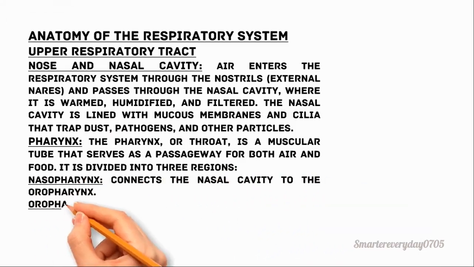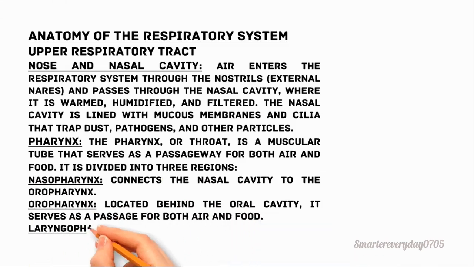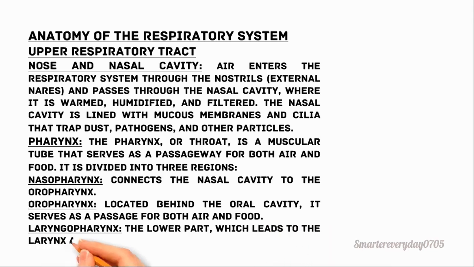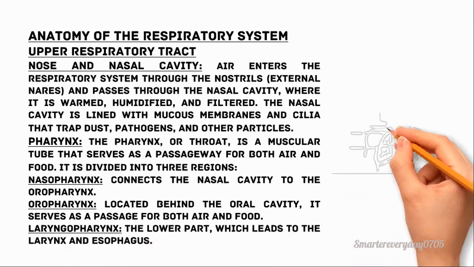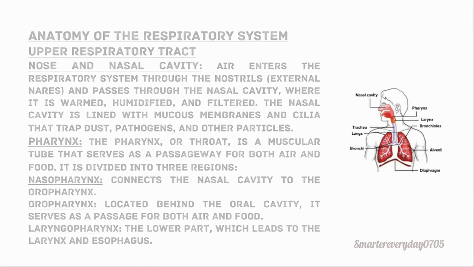Pharynx. The pharynx, or throat, is a muscular tube that serves as a passageway for both air and food. It is divided into three regions: nasopharynx, oropharynx, laryngopharynx.